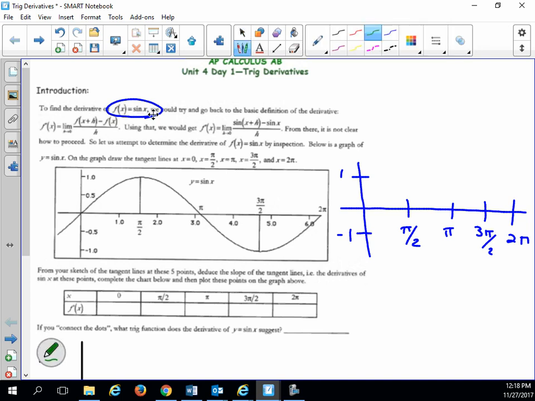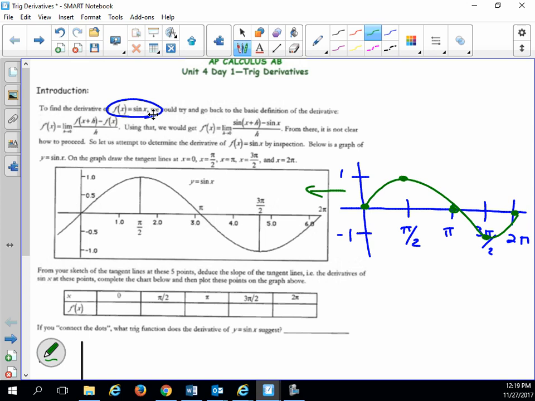Remember, the sine of 0 is 0. The sine of pi over 2 is 1. The sine of pi is 0. The sine of 3 pi over 2 is negative 1, and the sine of 2 pi is 0. They are ones that you do need to know. Here's my graph. And you'll notice that it is the same graph that I have on here.